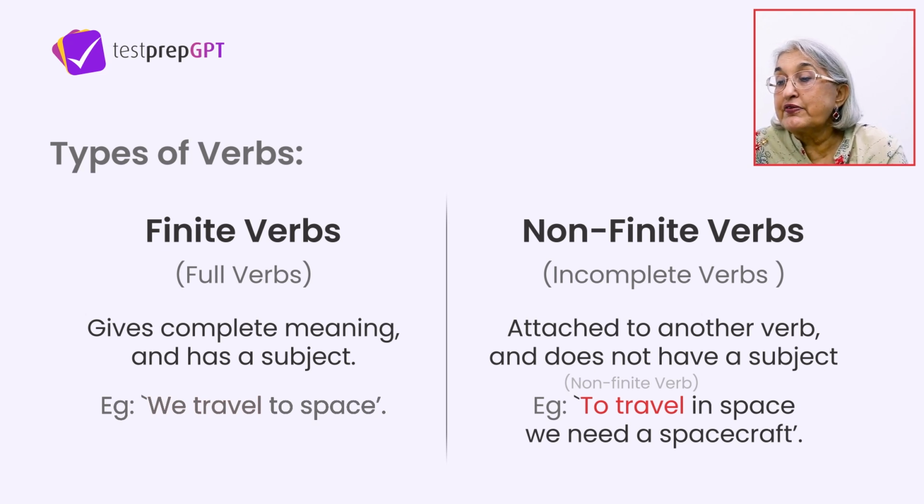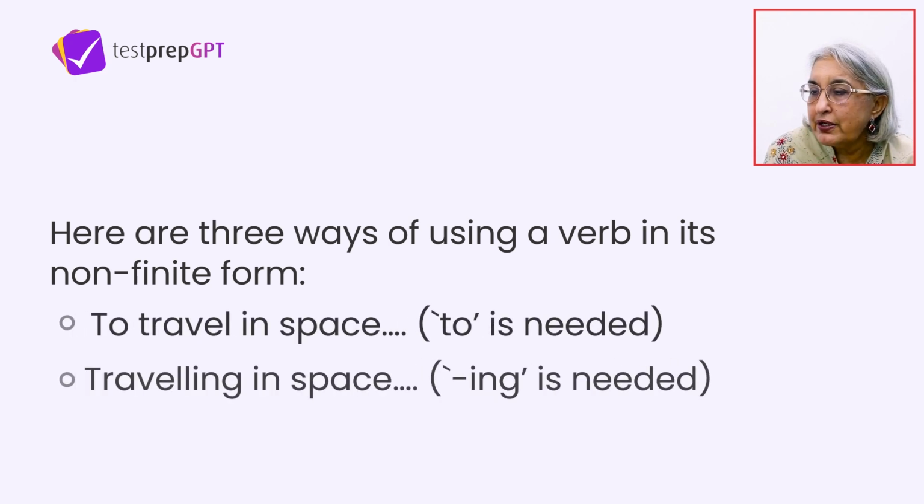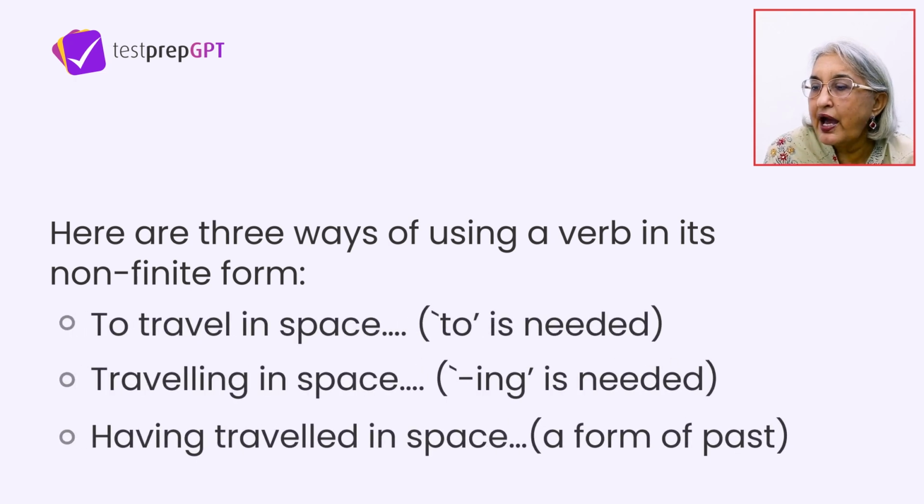So need is the complete verb and the subject is we. But to travel in space, see, it doesn't have a subject. So that means that we can use two verbs in a sentence, one a finite verb and one a non-finite verb. So see, there are three forms of the non-finite: to travel, traveling, and having traveled. Okay? So these are three ways in which we can use the non-finite verb.